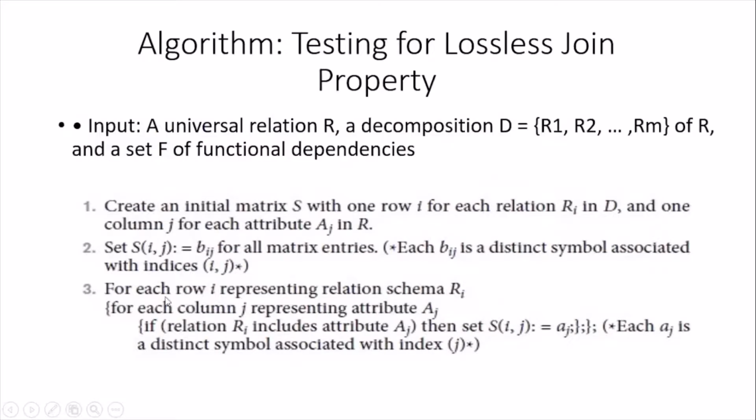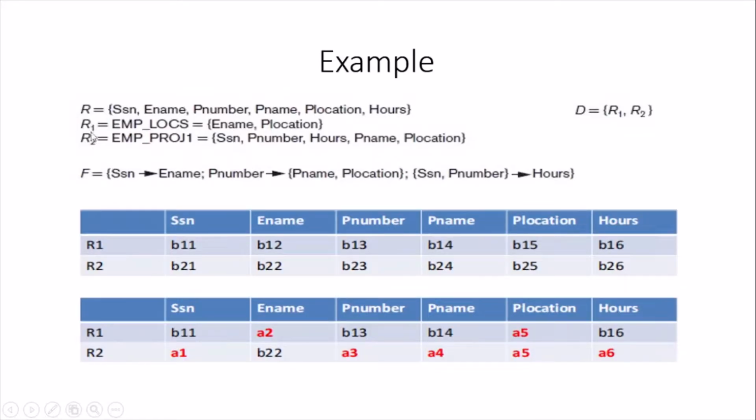And the next step is that for each row i representing relation schema Ri, and for each column j representing attribute Aj, if the relation Ri includes attribute Aj, then set S of i,j as Aj. So you take each relation, first R1. R1 has E name and P location. E name is the second attribute, so this is overwritten as A2. B12 is gone and you have A2 here. The other attribute is P location, which is the fifth attribute. So corresponding to R1, you have an A5 here.